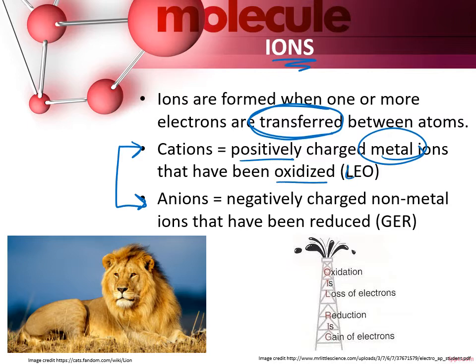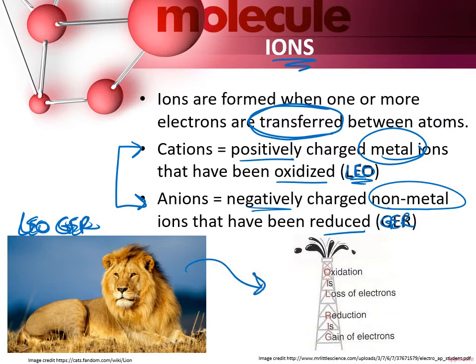And so you can remember this, when you lose electrons, that's oxidation. Losing electrons is oxidation. LEO is the nice mnemonic device there. Anions are negatively charged, usually non-metal ions that have been reduced. When we gain electrons, that's reduction. So you can remember LEO says GER: lose electrons, oxidation, gain electrons, reduction.